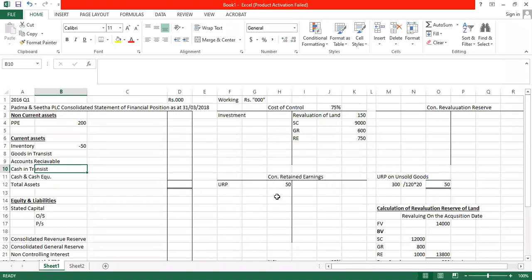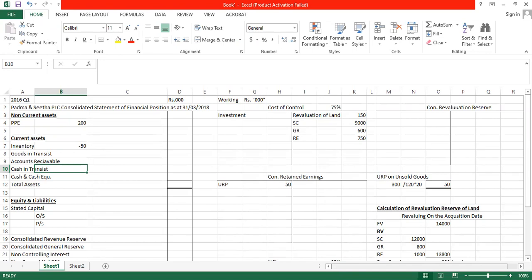What is the double entry? Consolidated retained earnings debit, inventory credit. Right, the double entry is okay. So that's it. Then the fourth one we did, it's okay. The last additional information: the difference of current accounts revealed as cash in transit. Yeah, there may be cash in transit.